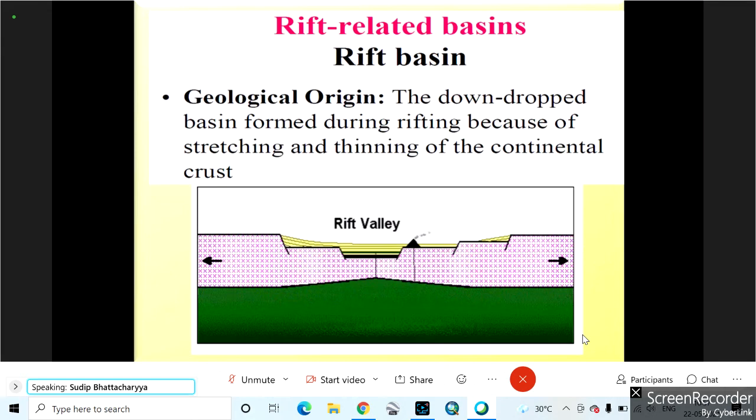Now how will this rift valley be formed? Obviously, the crust will be thinned. If it is thin, then your asthenosphere below this continental crust will come up. And if it comes up, just see the bulging of asthenosphere, this green shaded part is your asthenosphere. It moves up just at the central part of this deep valley.